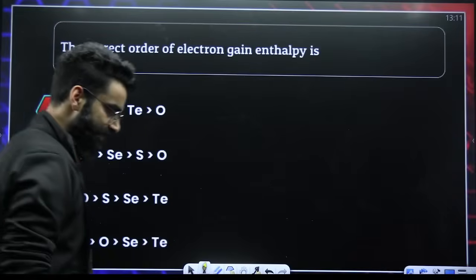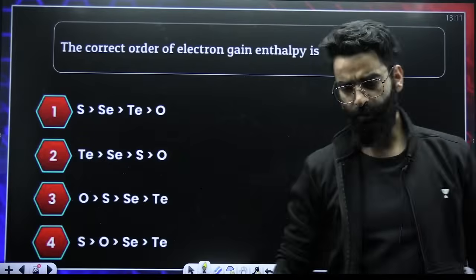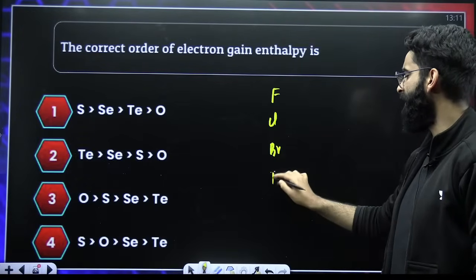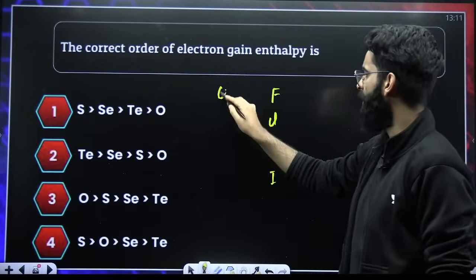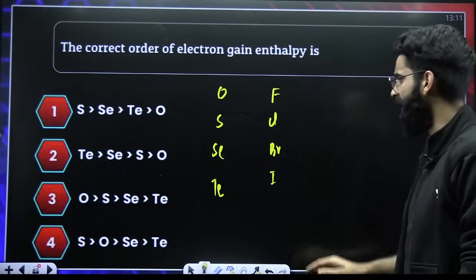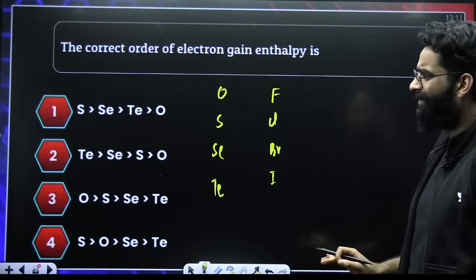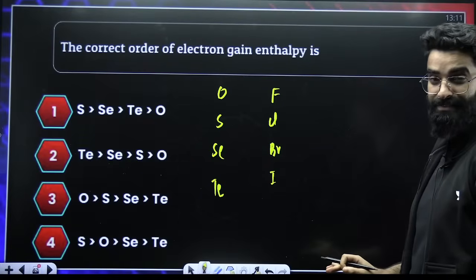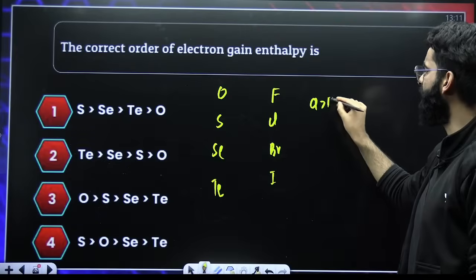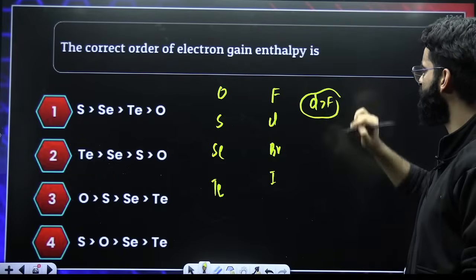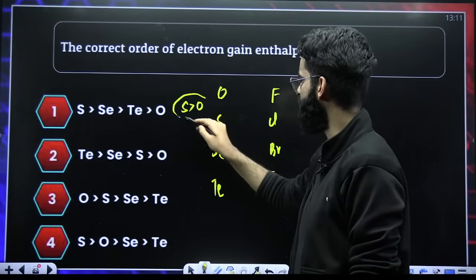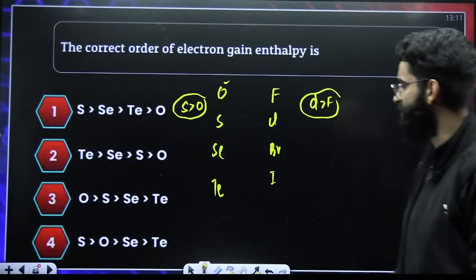The correct order of electron gain enthalpy. See, as I told you, you have group 17: fluorine, chlorine, bromine, iodine, astatine, right? Group 16: oxygen, sulfur, selenium, tellurium. On moving down the group generally, electron gain enthalpy decreases, but chlorine has more electron gain enthalpy than fluorine because of the smaller size of fluorine. Similarly, sulfur has more electron gain enthalpy than oxygen because of the smaller size of oxygen.